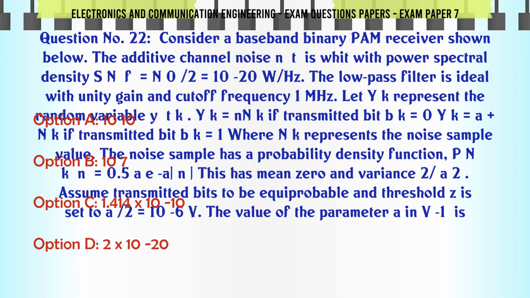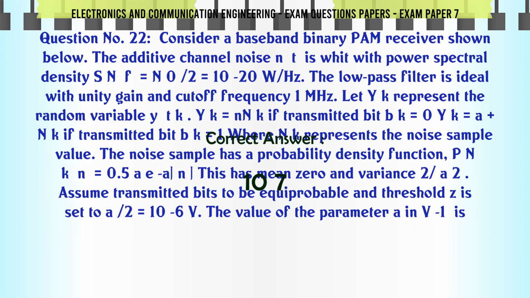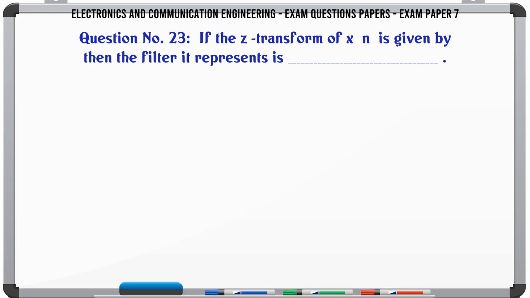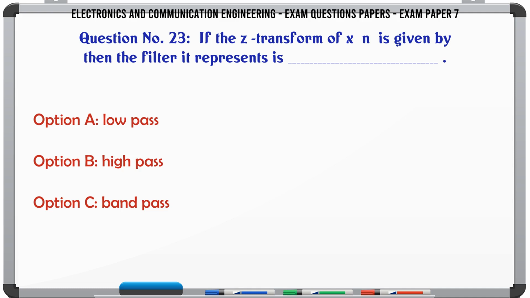The value of the parameter A in volts is A 10^10, B 10.7, C 1.414 x 10^10, D 2 x 10^20. The correct answer is 10.7. If the Z transform of x[n] is given by the expression, then the filter it represents is A low pass, B high pass, C band pass, D all pass.